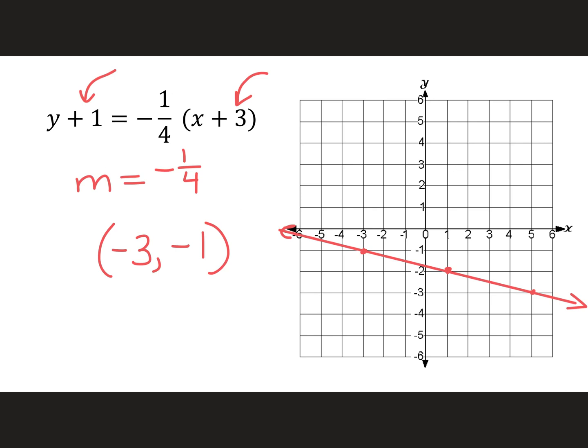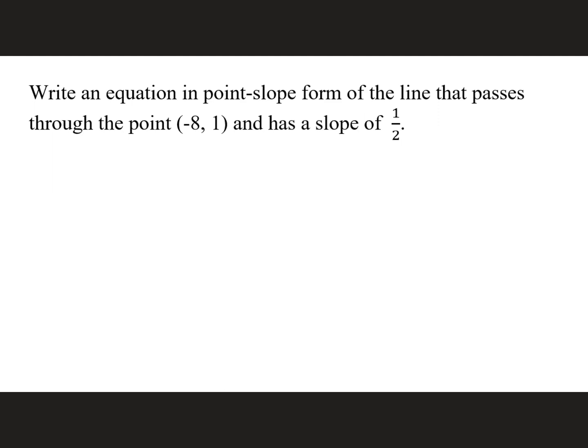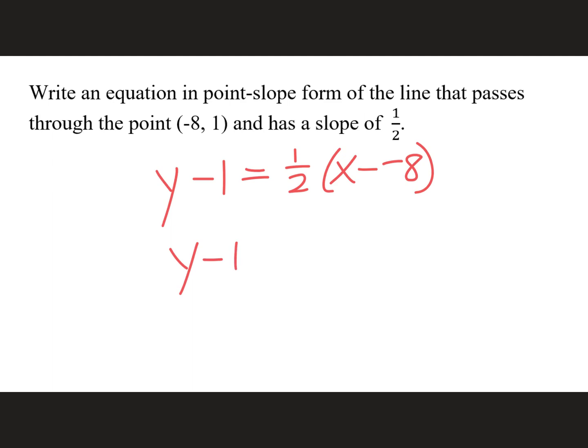I think the hardest part of that is just coming up with the actual coordinates for x and y. Next is writing an equation from a verbal description. And so here we're given the point and we're given the slope. So here we go. Y minus my y value, which is a 1, equals my slope, so 1/2, times x minus my x value. Oh, that doesn't look pretty. Let's fix that. A double negative makes a what? A positive. And so here we go.